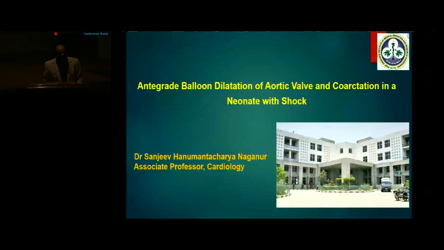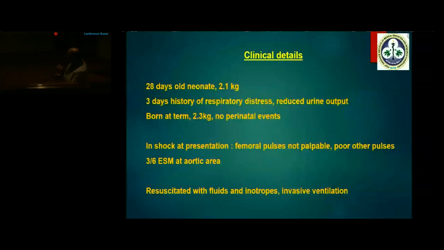I'll be discussing in brief about a case, and with this case as an example, we'll discuss something about critical congenital heart disease and its relevance in current day's practice, especially with the transcatheter approach in mind. So coming to the clinical details of this case, it was a 20 days old neonate, 2.1 kgs, presented with only 3 days history of distress with reduced urine output according to the parents.